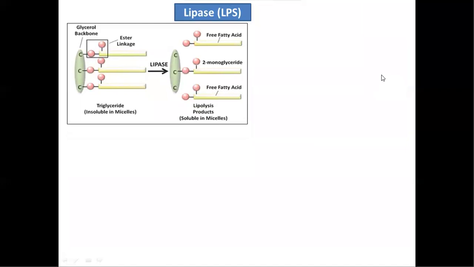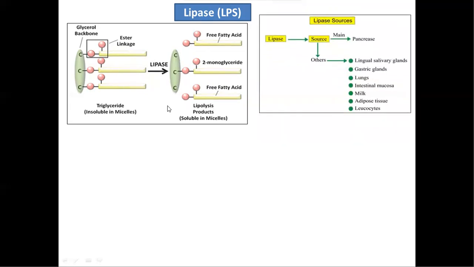The next enzyme is lipase, which is useful for the digestion of fats into fatty acids and glycerols. It catalyzes a hydrolysis reaction of triglycerides. Triglycerides contain a glycerol backbone and fatty acids, which are attached with ester linkage. Here lipase is acting on the ester linkage. Lipase is a hydrolytic enzyme which breaks down the ester linkage and converts it into free fatty acids and glycerols.